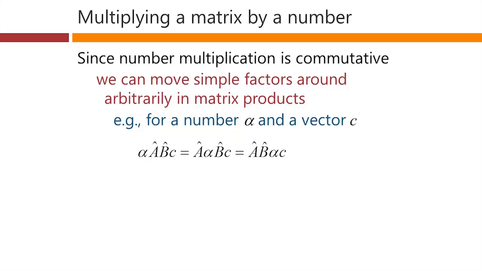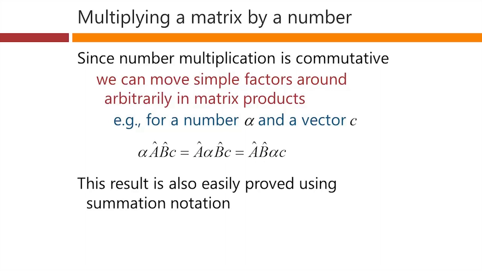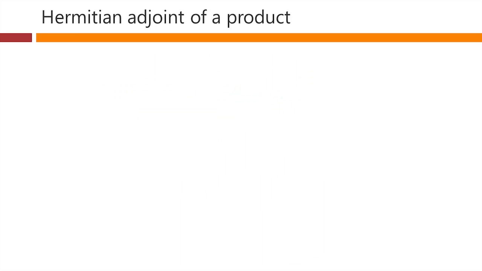So alpha times A times B times C is the same thing as A times B times alpha times C. But notice we've not moved the order of the matrices around, but we can move numbers around. And again, if we want to formally prove something like this, it's pretty straightforward to do so using the summation notation.